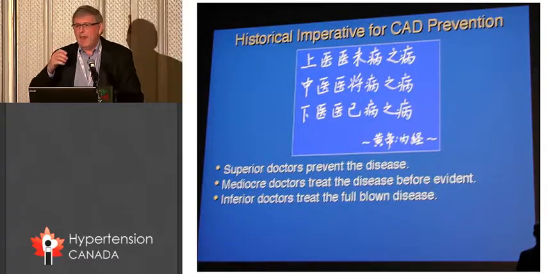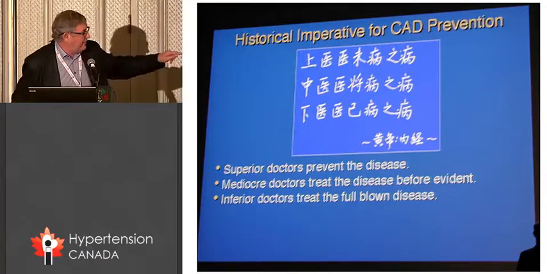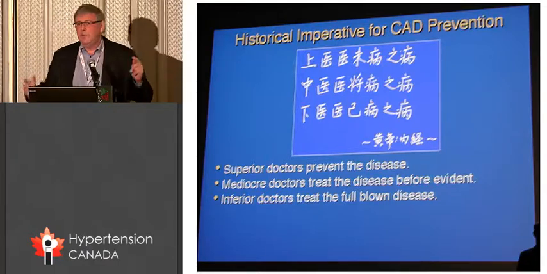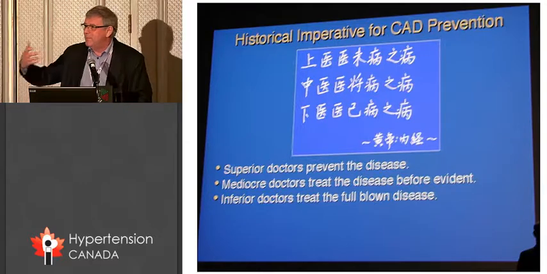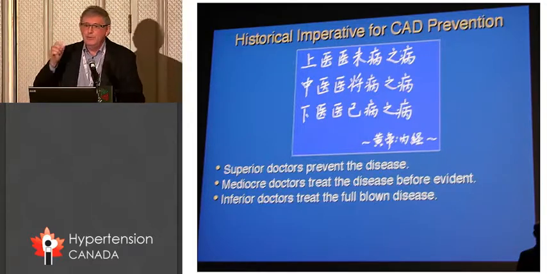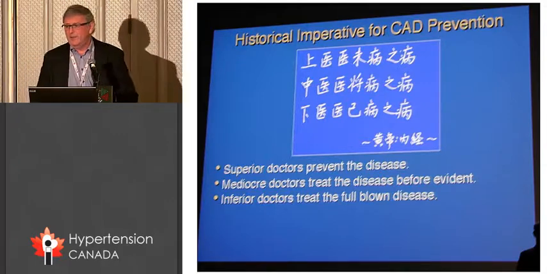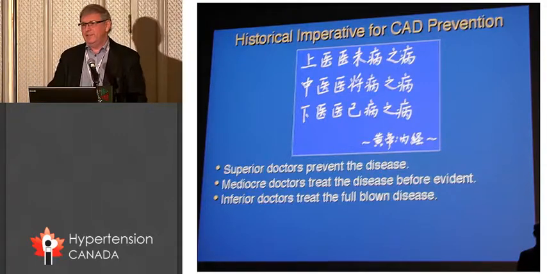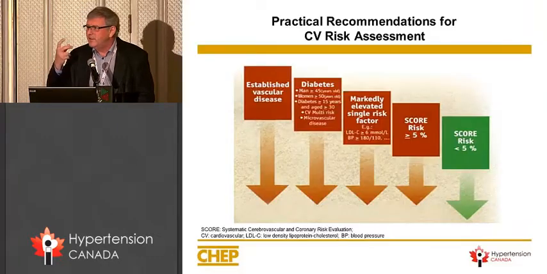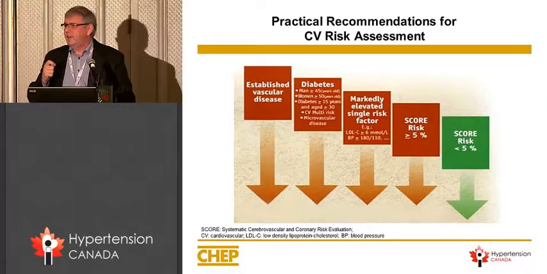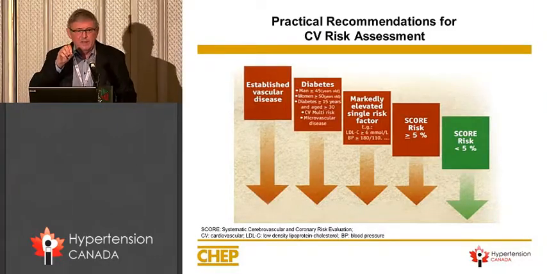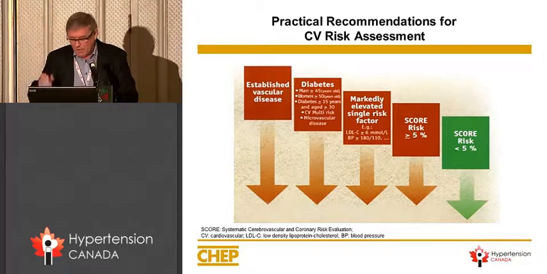So I'm happy to speak to you because I'm at the bottom line. I'm an inferior doctor. I treat people post-MI, people with angina. You are lucky because you can do superior medicine. You can prevent the disease. So by using CV risk stratification, you may select those. This is our dream, prevent disease.